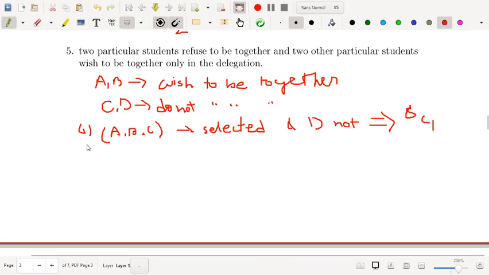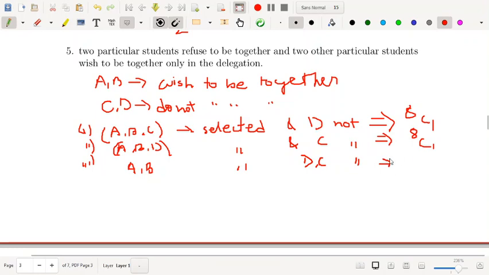Clear? Number 2, suppose in the same way ABD selected and C not selected. So in this case also you have the 8C1 ways. Number of selection will be 8C1 ways. Number 3, suppose AB is selected and D, C is not selected. So in this case you have 2 already selected, so 8C2. Clear?